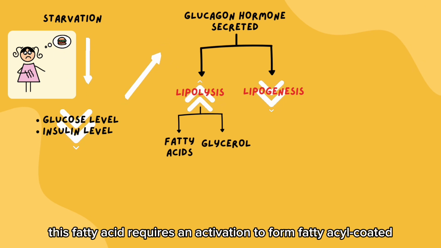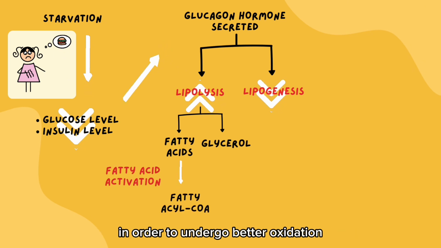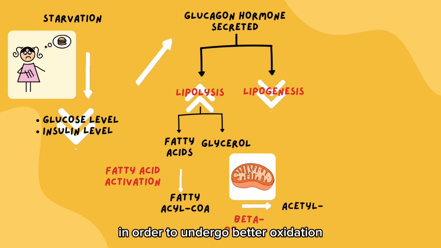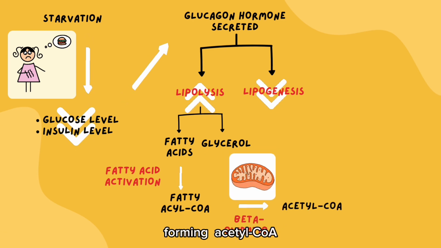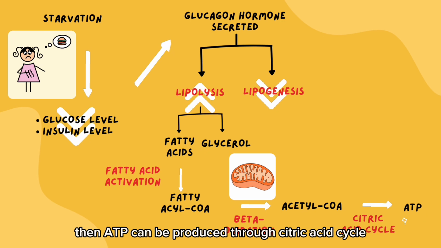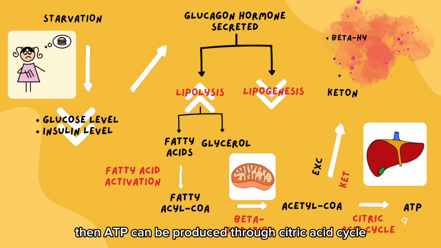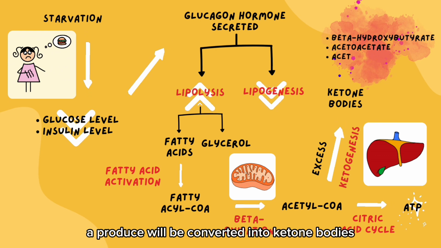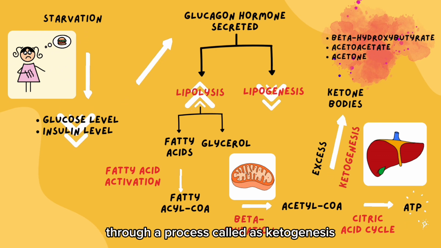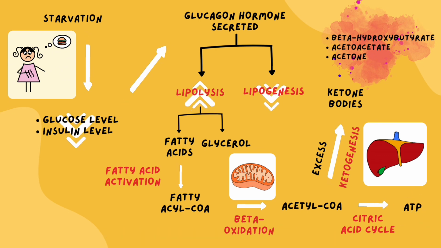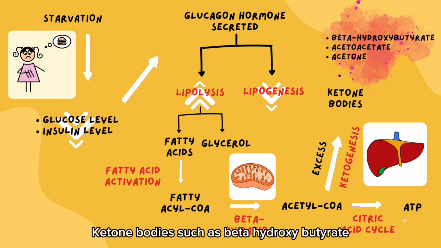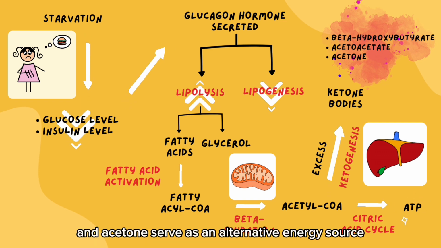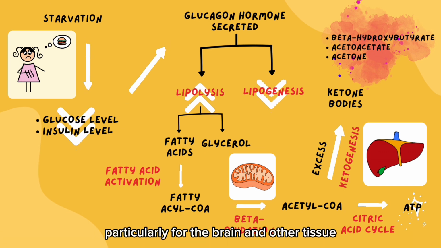This fatty acid requires an activation to form fatty acyl-CoA in order to undergo beta oxidation, forming acetyl-CoA. Then, ATP can be produced through citric acid cycle. The excess of acetyl-CoA produced will be converted into ketone bodies through a process called as ketogenesis. Ketone bodies such as beta-hydroxybutyrate, acetoacetate, and acetone serve as an alternative energy source, particularly for the brain and other tissue.